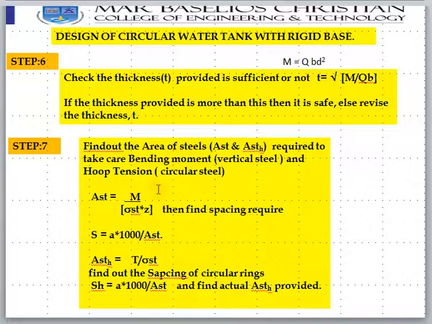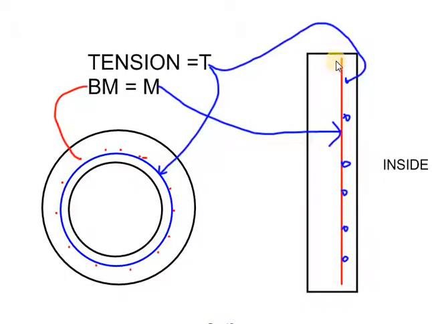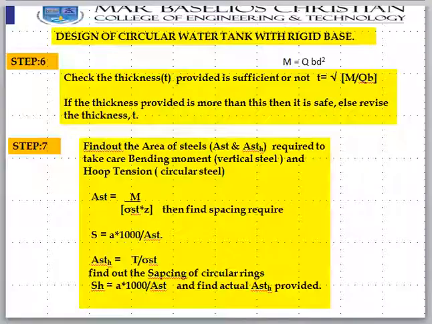Now we are going to find out the area of steel. Using the bending moment, Ast is equal to M divided by sigma st into z. This area of steel is going to be your vertical bar, as I have shown here. By using this formula, what you are getting is your vertical bars.